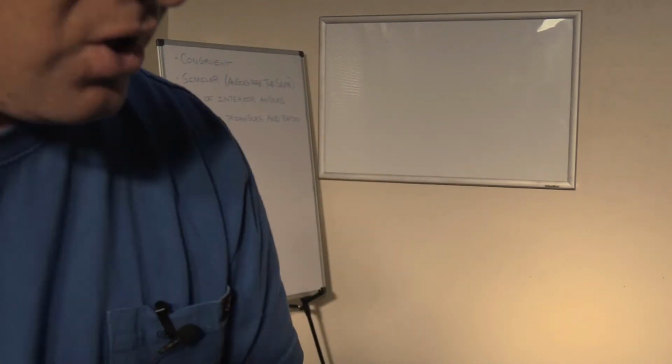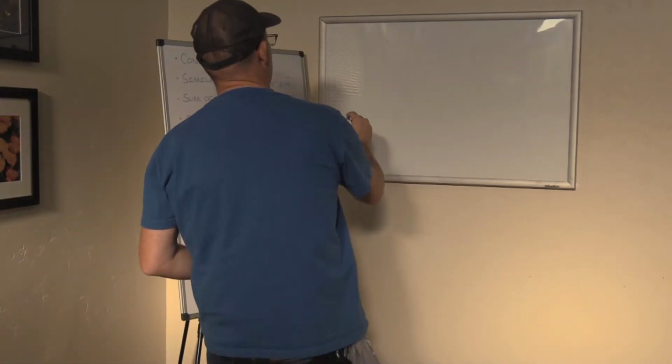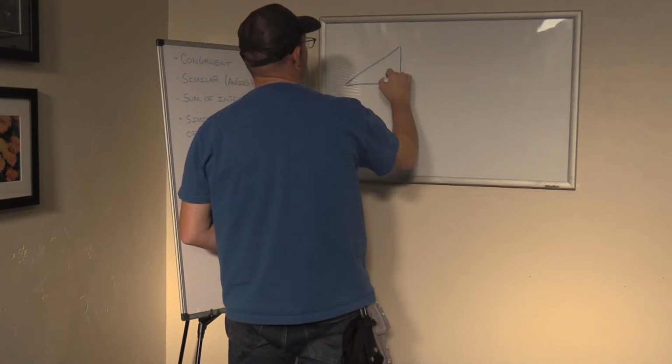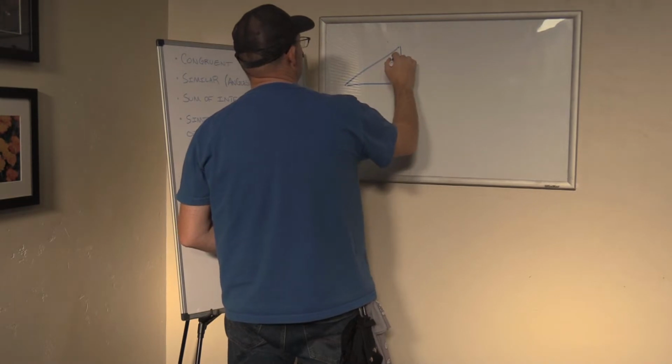So we talked about what a similar triangle is. I'm going to draw a couple similar triangles here. I'm just going to use right triangles because they're a little easier. So we're going to say 90, 40, and 50.